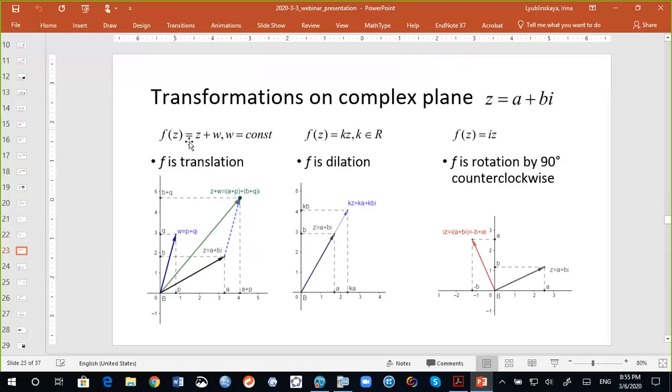What do we mean? Let's assume that we take a complex number z and add complex number w to it. z then can be represented as a plus bi. So a is the x component, x coordinate, and b is the y coordinate along the imaginary axis, and that's our vector. Then if we add w, which we can represent as p plus qi, also having a real part and an imaginary part, and add them as vectors, we get a new vector whose coordinates will be a plus p for the real part and b plus q for the imaginary part. So, a very visual representation of addition.